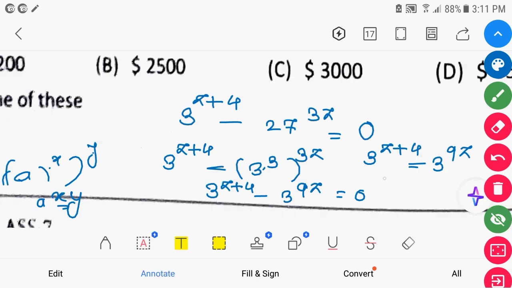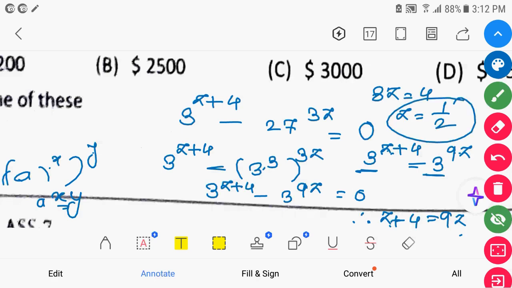Okay, now both the sides are equal, which means the base is the same. So the exponents are equal. Okay, so it means z plus 4 is equal to 9z. Now this z comes to this side, it becomes 8z. So 8z is equal to 4. So we get the value of z as 1/2.